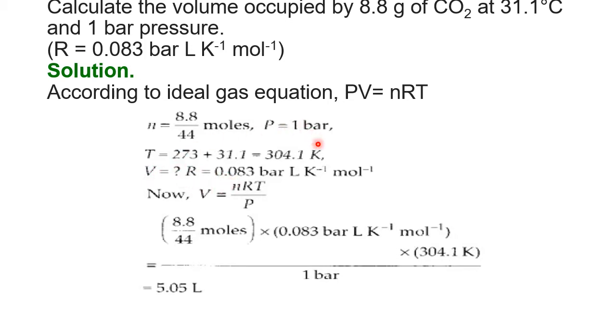Therefore, PV equal to nRT. So V equal to what? V equal to nRT by P. So N value, R value, and the T value by pressure is 1 bar. So if you multiply, what is the answer? Answer is 5.05 liters. Therefore, the volume occupied by 8.8 gram of carbon dioxide at 31.1 degree centigrade and at 1 bar pressure is equal to 5.05 liters.